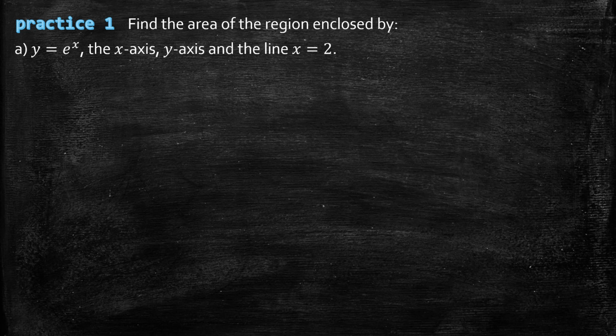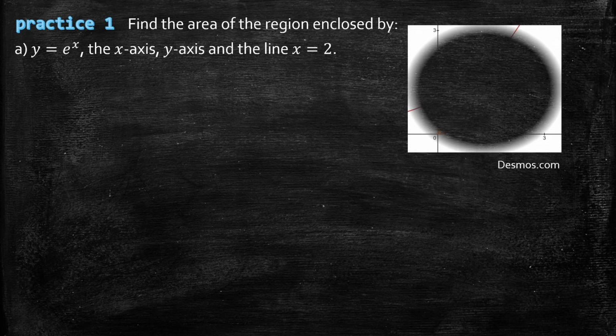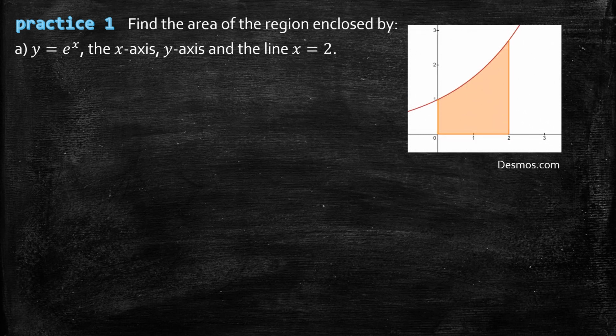So for our first practice problem, we'll find the area of a region that we are kind of used to finding the areas of. So here's a region that's enclosed by y equals e to the x, the x-axis, the y-axis, and the line x equals 2. And we know that to find the area of the region between a function and the x-axis, it is literally given by the definite integral from 0 to 2, from the lower bound to the upper bound, of the function e to the x dx.